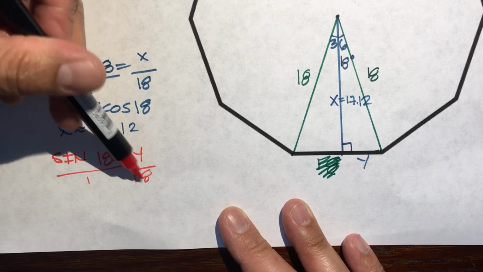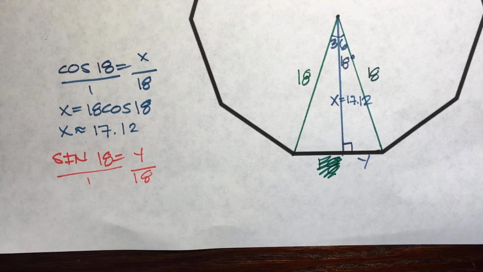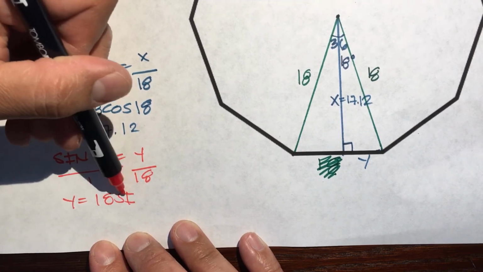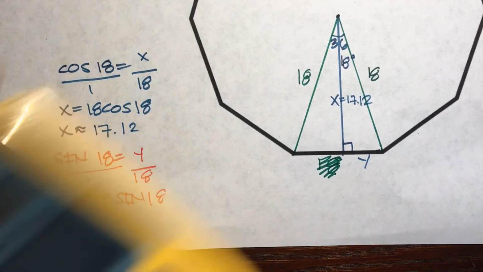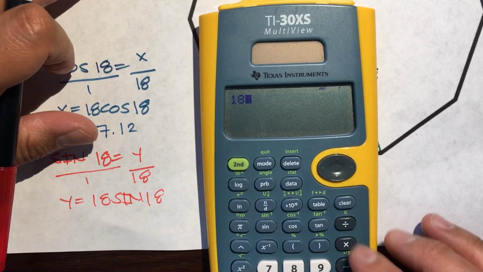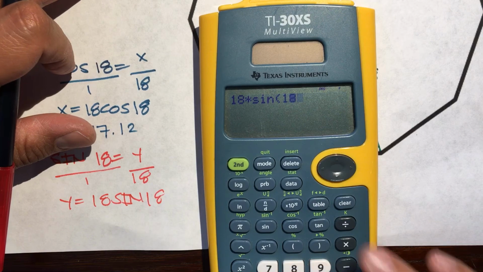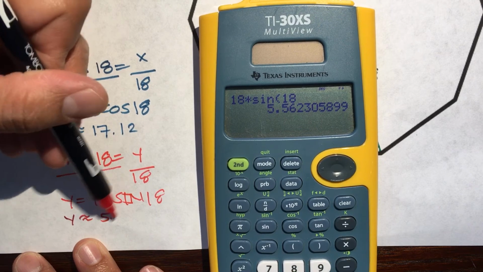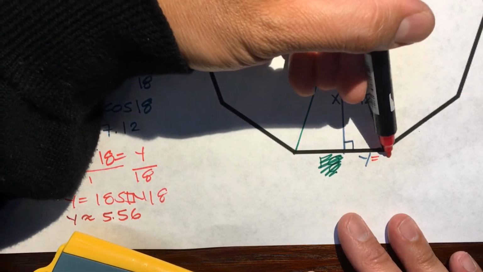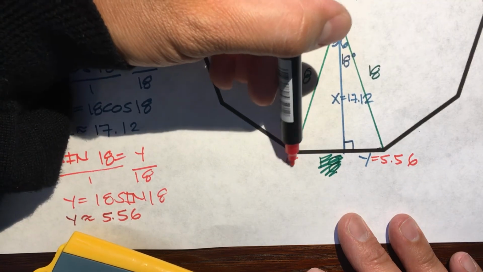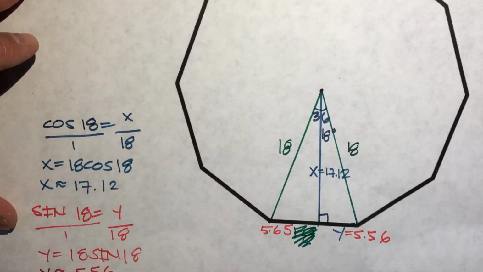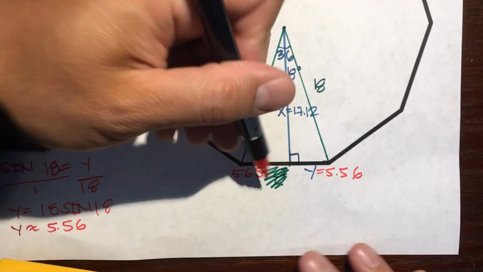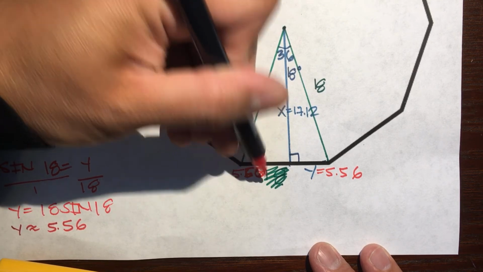Remember, these numbers won't always be the same. It's just a coincidence. And we'll cross multiply. 1 times y is equal to 18 times sine of 18. And 18 times sine of 18 is approximately 5.56. So this is 5.56 and this is 5.56. What is this? Inches? Yeah, 18 inches. So this is 5.56 inches.